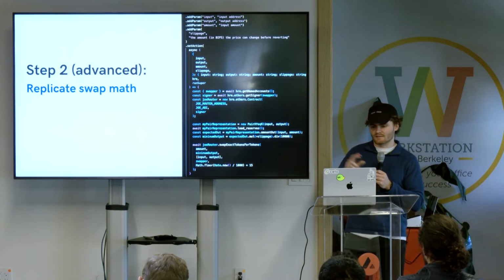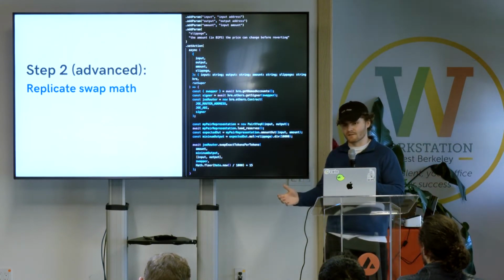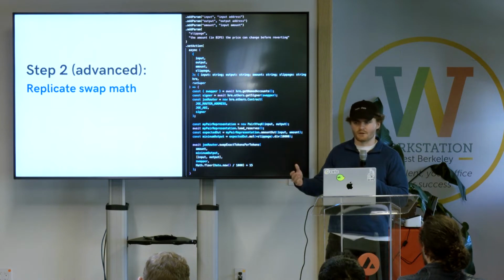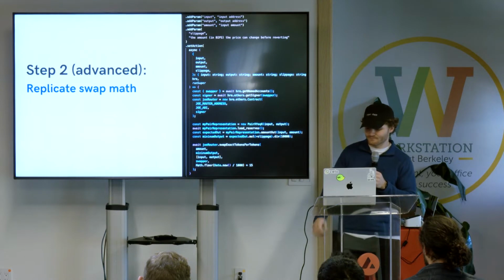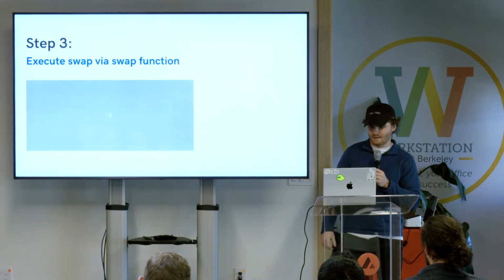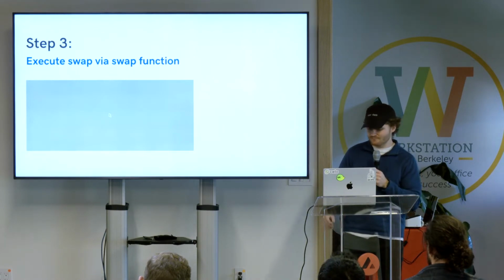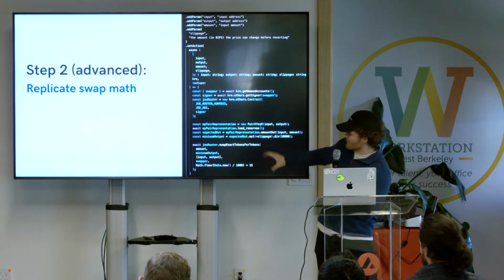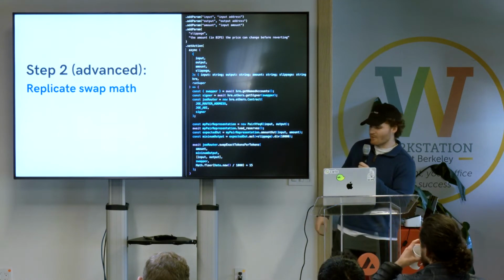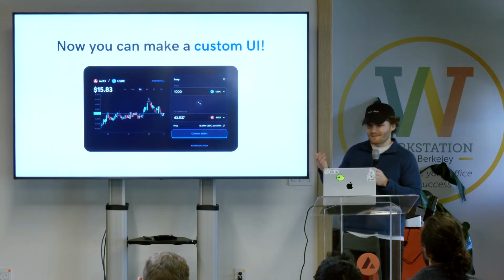And so the advanced way would be to actually replicate that swap math client side, so you can quickly run new quotes client side without having to ask the chain for a quote. And then finally, you can take your quote and you can execute via the swap function. This one is basically this little blurb right here, just calling the swap method. And now it's kind of a rest of the owl deal, but you can make a custom UI.